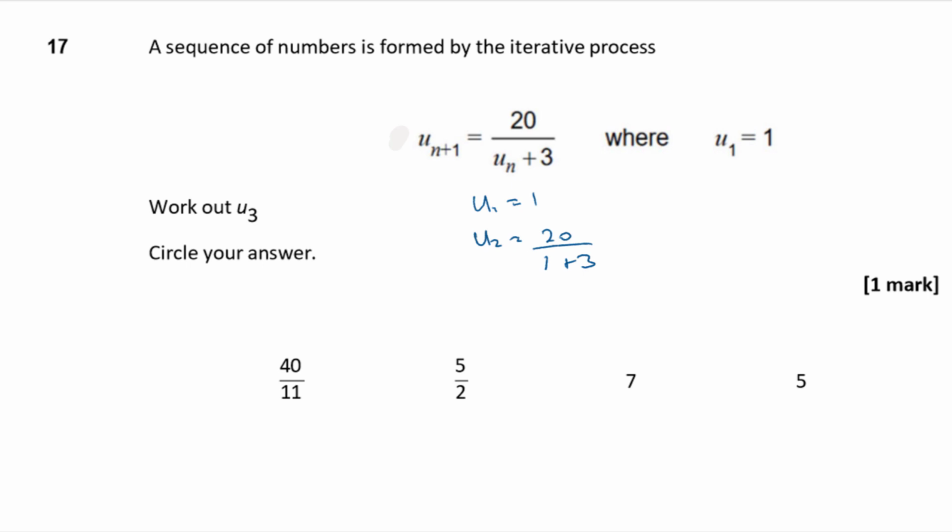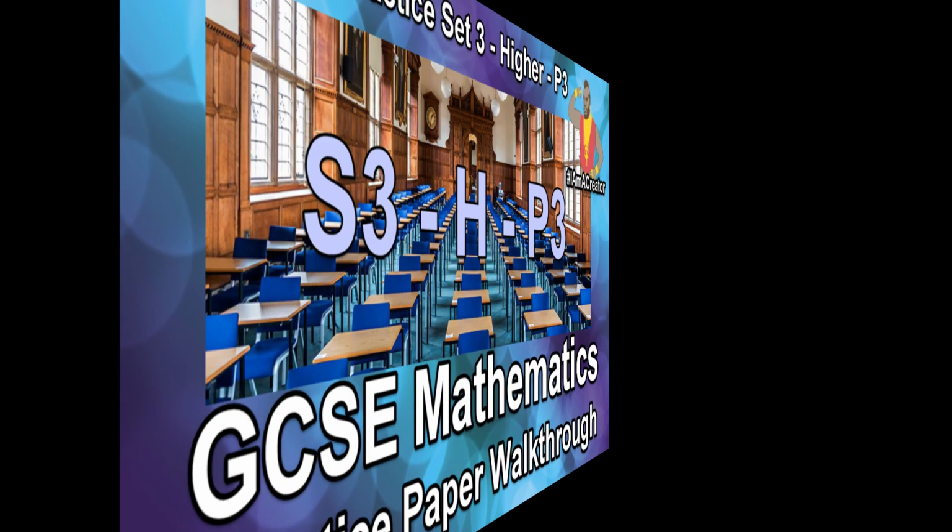Okay, so what's 20 over 1 plus 3? 1 plus 3 is 4. 20 divided by 4, that's 5. Okay, so then u3 is going to be 20 over the value of u2, which was 5, plus 3. So 20 over 5 plus 3. 5 plus 3 is 8. 20 over 8. That's the same thing as 5 over 2, isn't it? It's that one there.